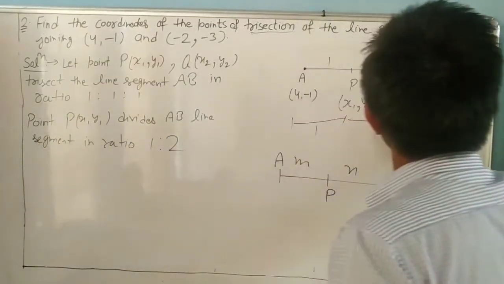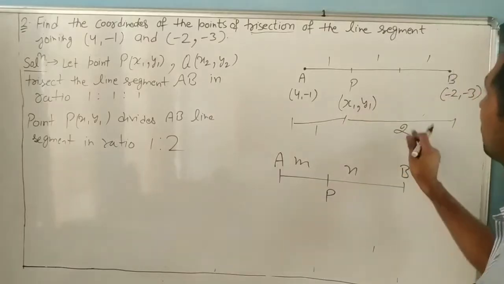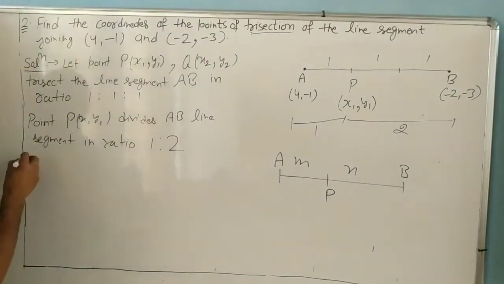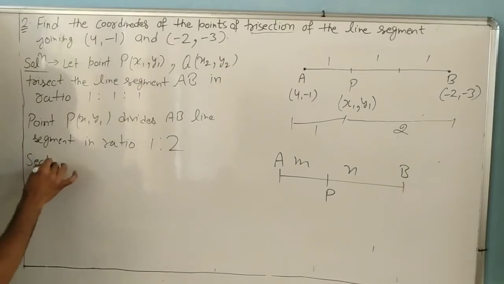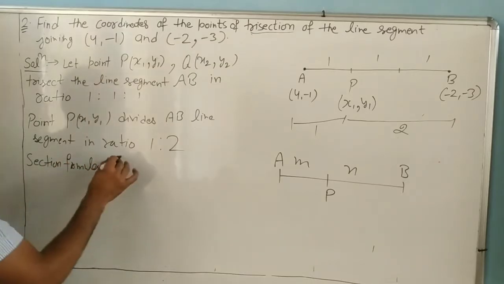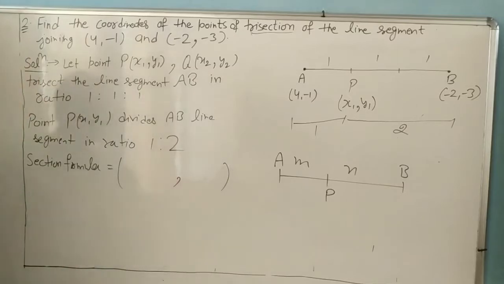Suppose Q is not there. Okay, forget it. So 1:2, or not? So we will find the coordinates. So you will write the section formula. First, the section formula we will write ourselves. What is the section formula? Write it yourself.